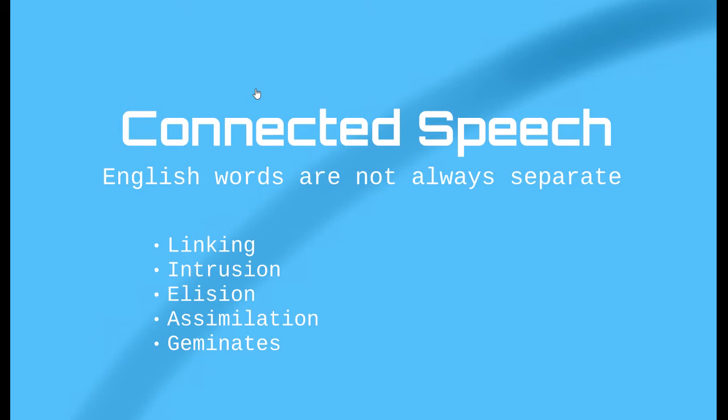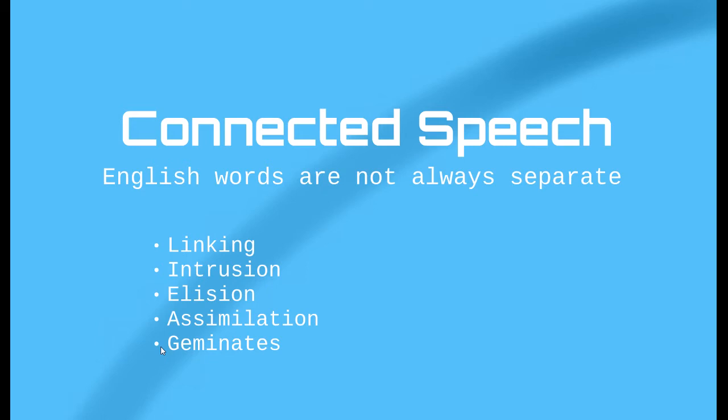Syllables go together to make words. Words go together to make sentences, to make thoughts. But in English, these words themselves are not completely separate. We have 5 different ways here that these words can be mixed together in a sense. The first is linking, intrusion, elision, assimilation, and geminates.